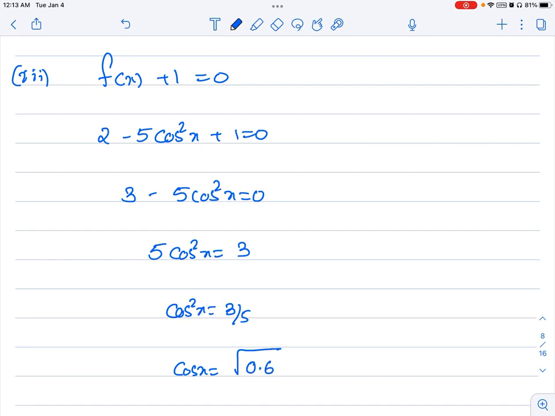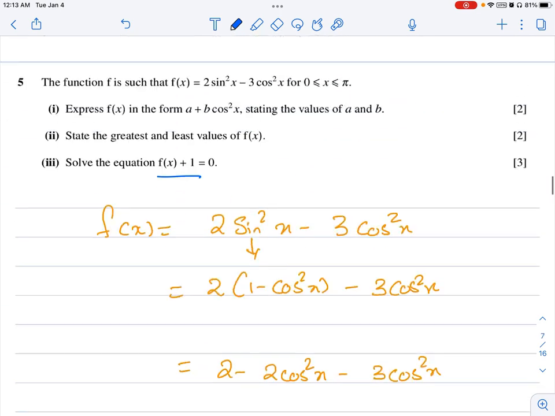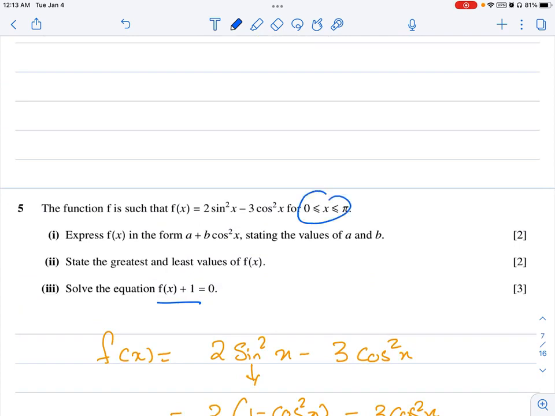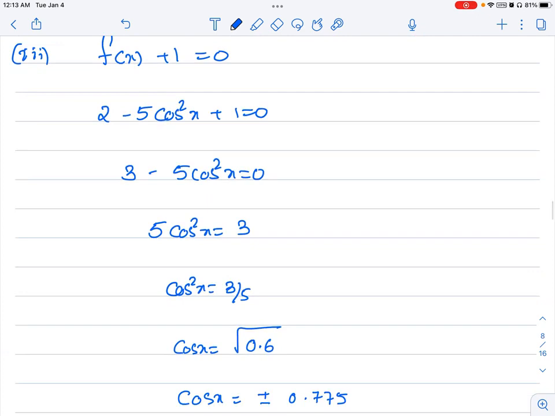I find the square root of 0.6. I get cos x is equal to either plus or minus 0.775. Now check the range that has been given. It is between 0 to pi. So one positive value, one negative value, both have to be taken. So from there I take both the positive value and the negative value.